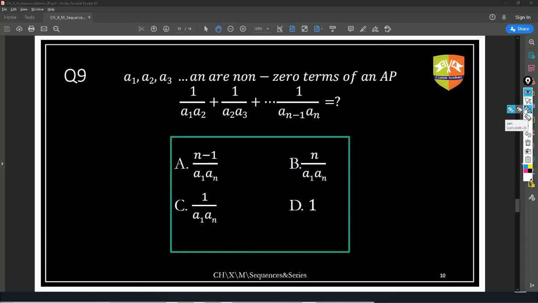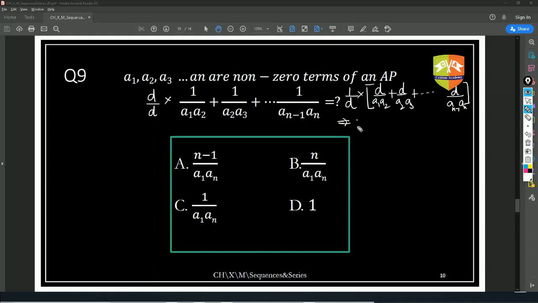Once again, look. What I did was I multiplied and divided this entire thing by d. Why? Because this will become 1 by d into d upon a_1 a_2 plus d upon a_2 a_3 and so on and so forth, d upon a_(n minus 1) a_n. Okay, clear? Now replace all the d's. The first term, d can be written as (a_2 minus a_1) by a_1 a_2.